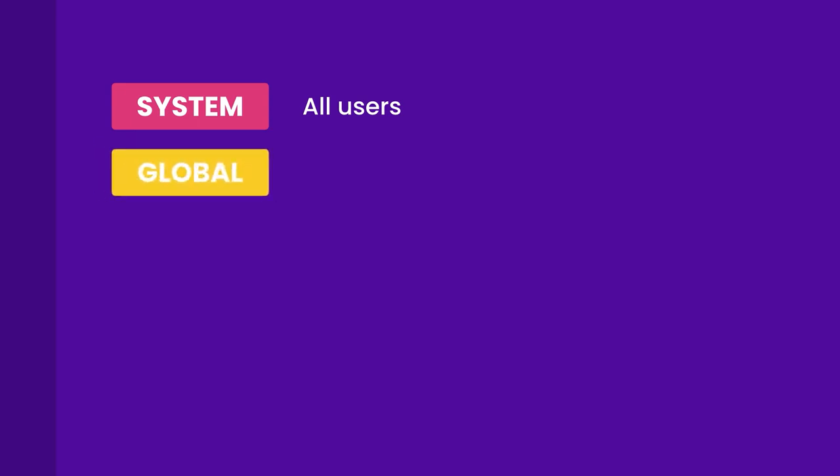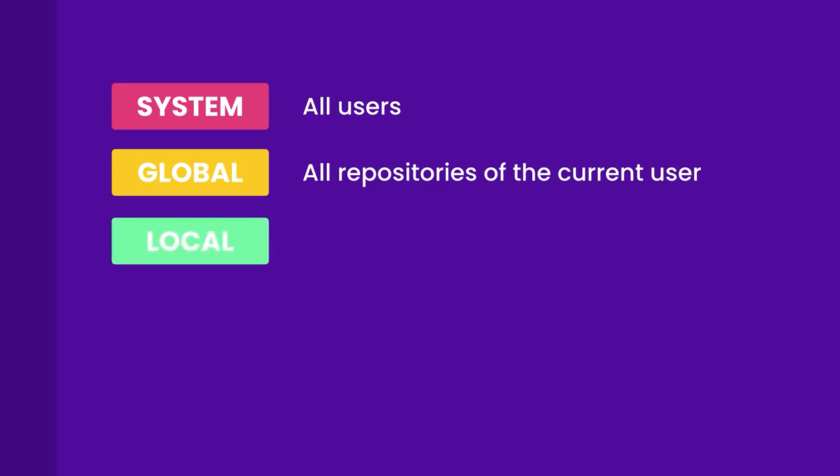Below this level, we have the global level. The settings here apply to all repositories of the current user. And below this level, we have the local level.